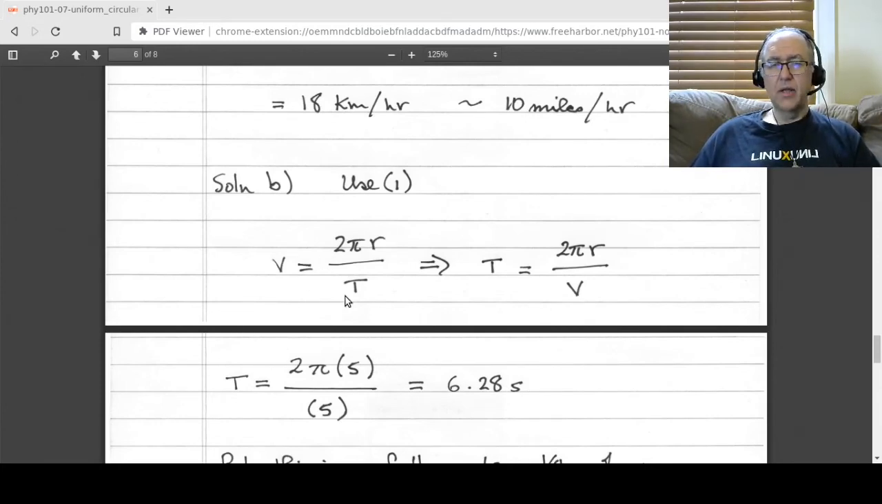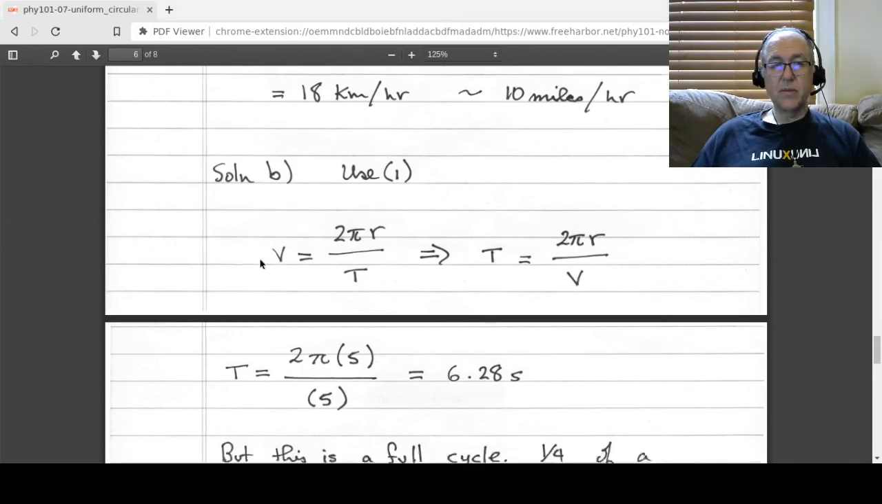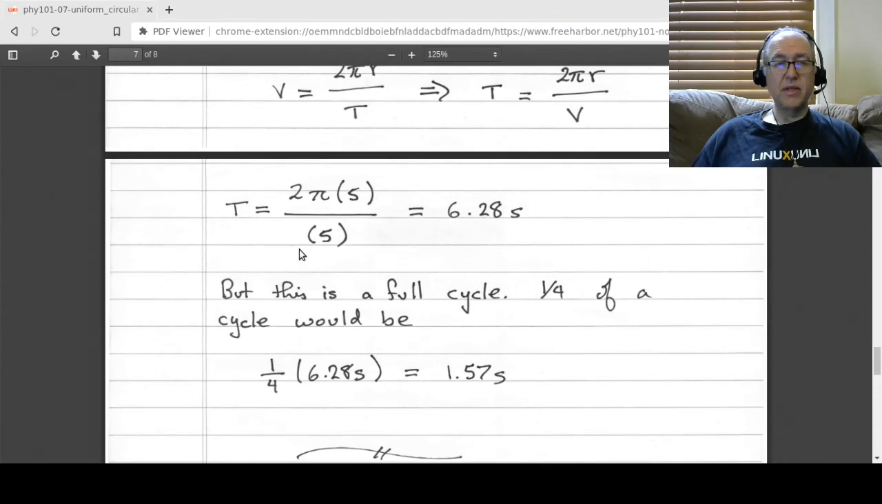I picked equation 2 because it's easier, and so you have v is equal to 2 pi r over capital T. Rearranging this, T is going to be 2 pi r divided by v. Okay, and if we substitute in our numbers, I didn't even put the units in here. R is 5 meters. V is 5 meters per second. The 5 cancels out and you just get 6.28 seconds, okay?